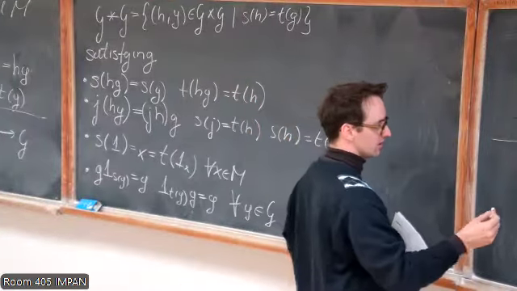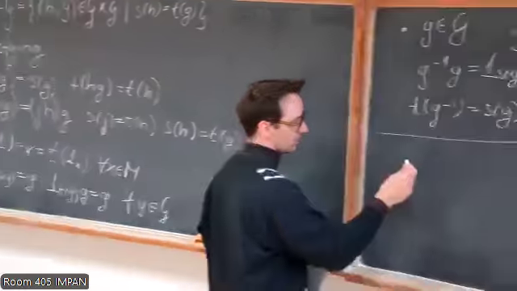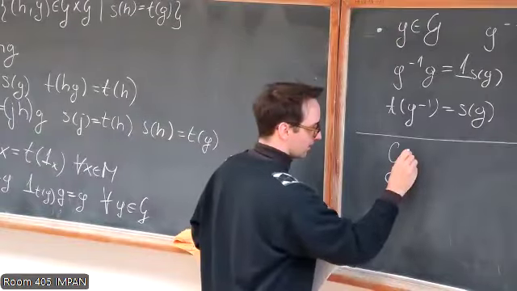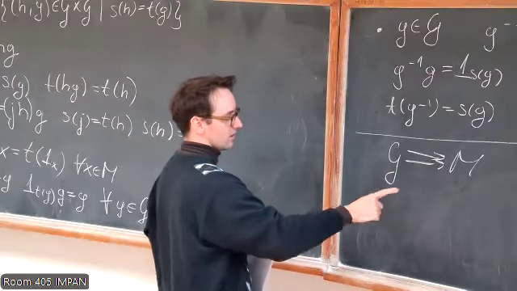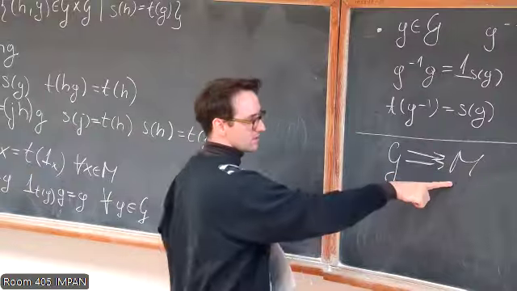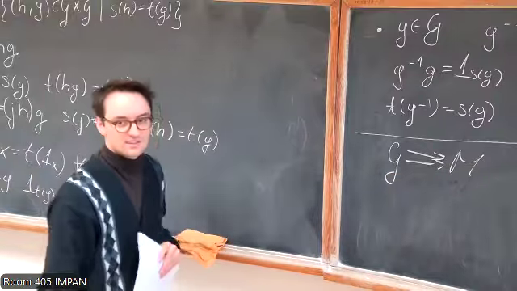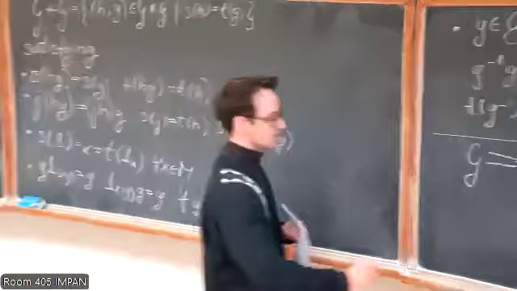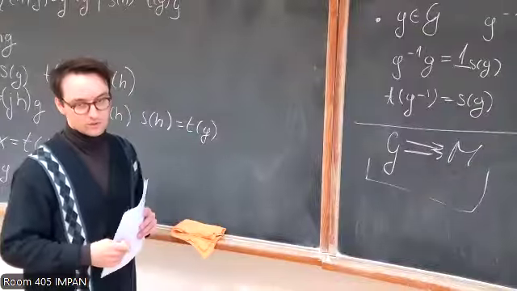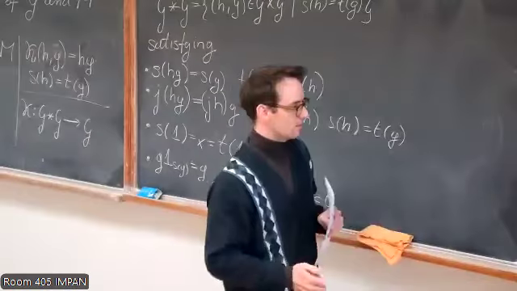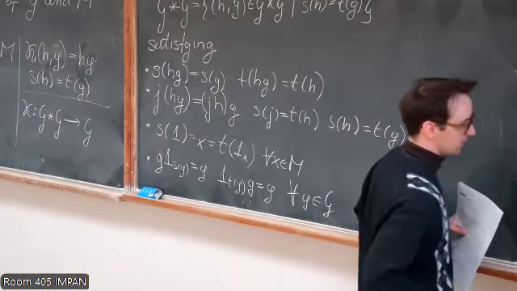And to simplify the notation, we denote the groupoid G over M. G is the space of arrows, M is the base, and this is the notation for a groupoid for now.